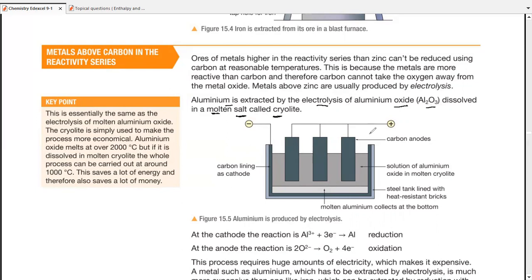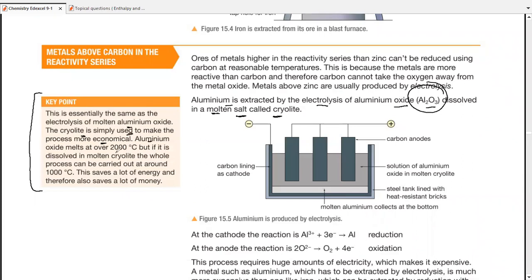Now you must be thinking, we are taking aluminum oxide for the purpose of extracting aluminum out of it, and then we are adding another salt by the name of cryolite. What good would that do? The answer lies in a fact, and this is a common question in past papers. You are going to see that question right after I finish this topic. This is essentially the electrolysis of molten aluminum oxide. The cryolite is simply used to make the process more economical.